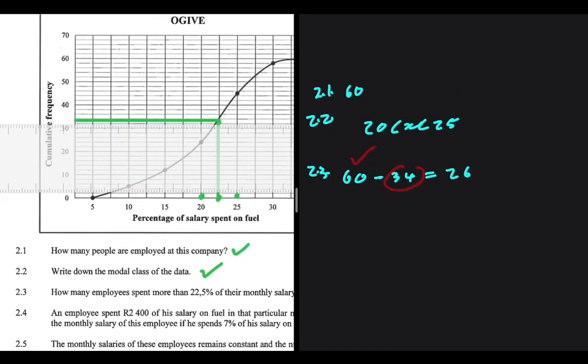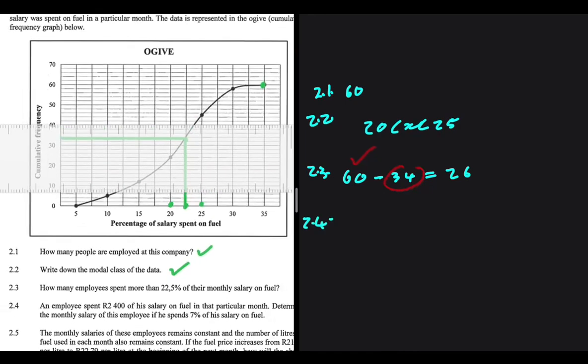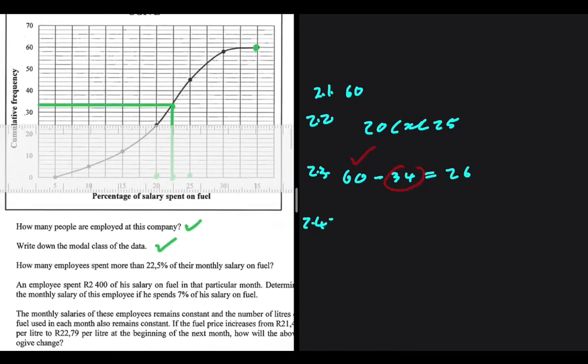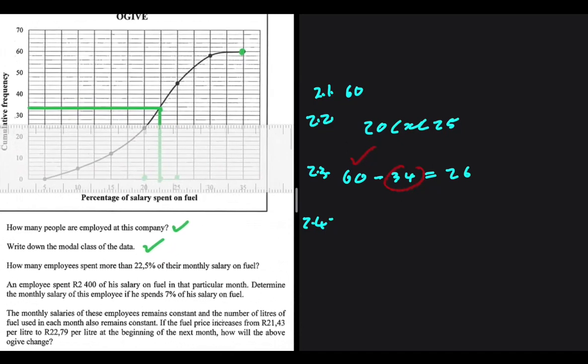So that is the number of people that are spending more than 22.5% of their salary on fuel. Right, 2.4. An employee spent 2,400 of his salary on fuel in that particular month. Determine the monthly salary of this employee if he spends 7% of his salary on fuel. So he spent 2,400 on fuel, and this is only 7% of his salary. What is his entire salary?